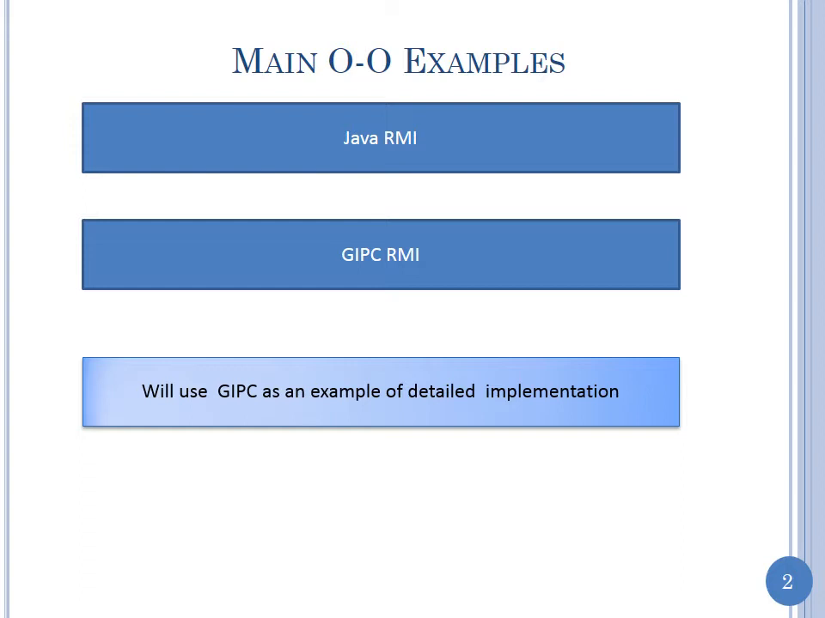Okay, try to see what if I do some what-if things. What if I change some decisions Java made? What are the consequences of it? How might I change the implementation, the semantics, and so forth?